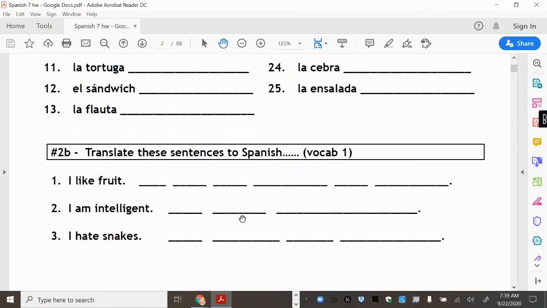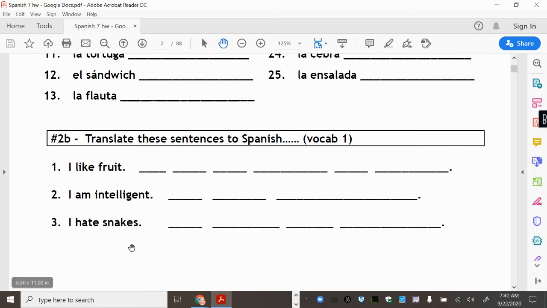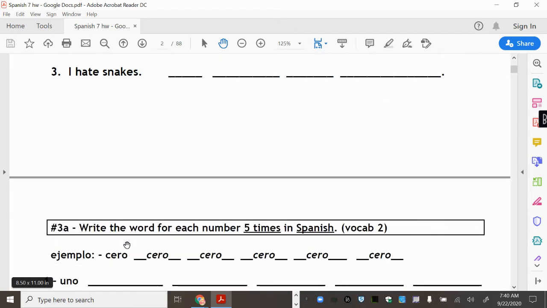Okay, down here you're writing the Spanish as a sentence. And you have your sentence starters on vocab 1. So I like fruit. A mí me gusta, actually gustan, because it's las frutas after it. Okay, so just try your best to fill in those blanks. Each blank is for one word. Okay, just try your best for these. You're getting credit for the effort that you're putting on these homeworks.